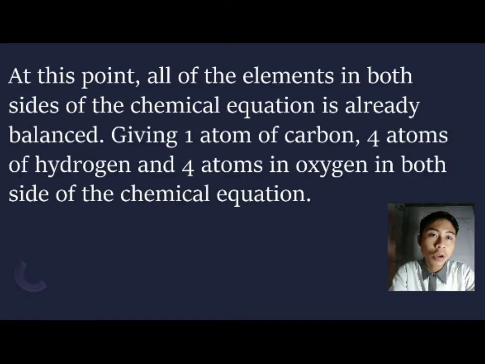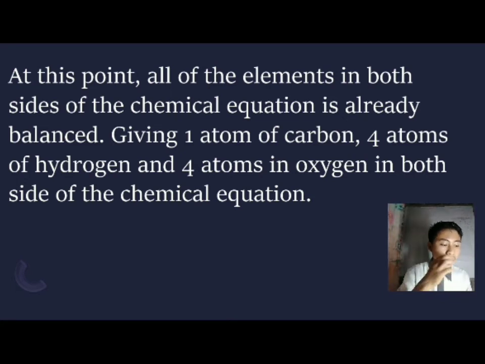So at this point, all the elements on both sides of the chemical equation are already balanced, giving 1 atom of carbon, 4 atoms of hydrogen, and 4 atoms of oxygen on both sides of the chemical equation. The hydrogen on the product side was deficit 2 atoms, meanwhile the oxygen atoms on both sides were unbalanced.